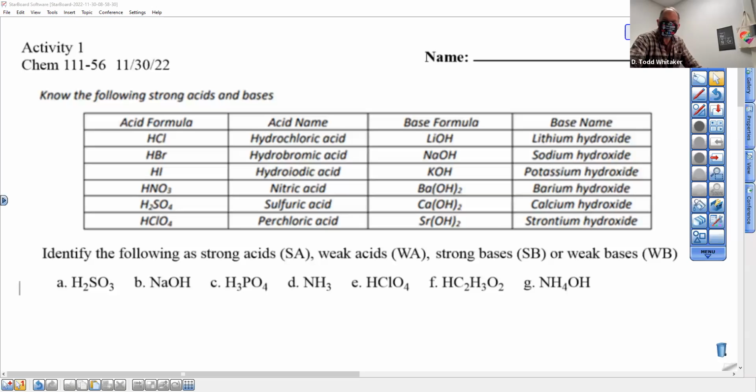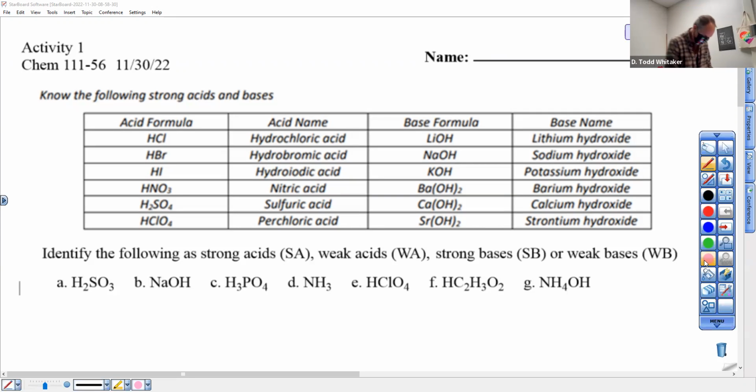Something I forgot to mention earlier that I'm mentioning now is you need to know the following strong acids and bases. Okay. It's not as difficult as you might think. These 3 are related on the periodic table, and that covers half of your strong acids.